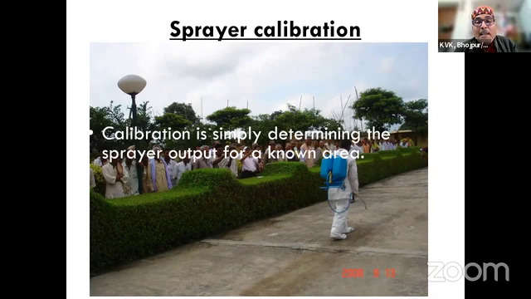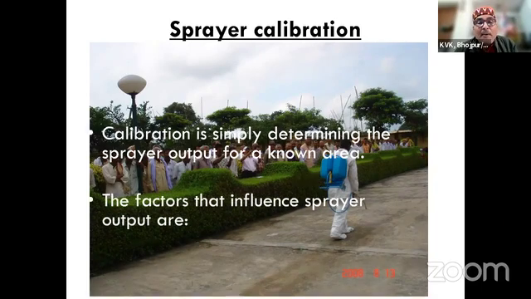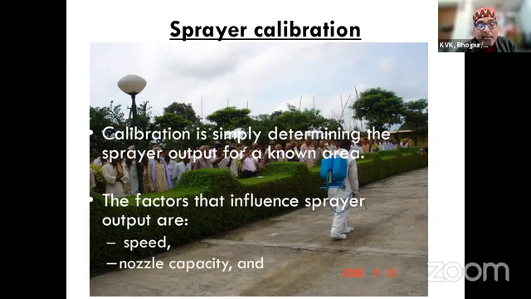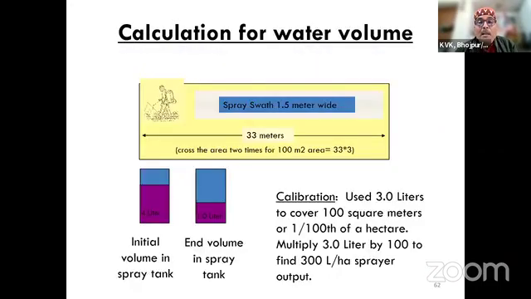Calibration of a sprayer is also essential before going for a spray, because the output varies from man to man. So one should start the calibration with a person and then use the water volume. Say for example, if 3 liter is required by a person to cover 100 square meter, then 300 liter per hectare spray is the output.